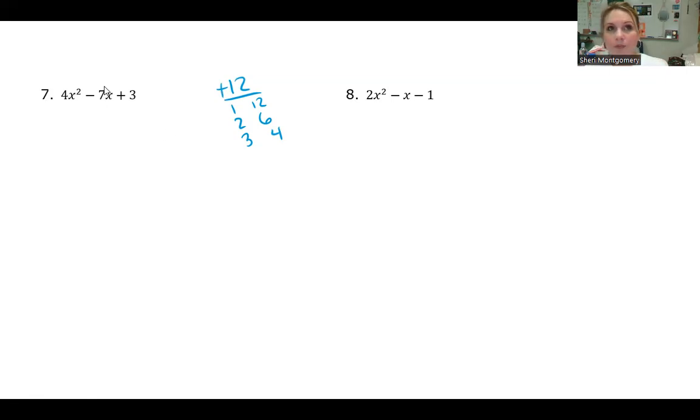So we want to find something that we can put together to make negative 7. So 3 and 4 can work, but we're going to have to figure out how to make it equal negative 7. Negative 3 and negative 4. You also have to make sure a negative times a negative gives you a positive. So that has to work as well. So we're going to split it.